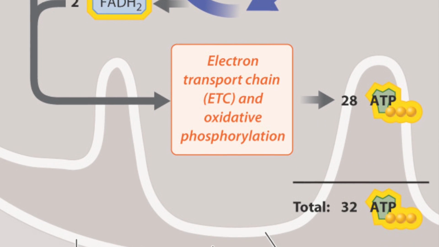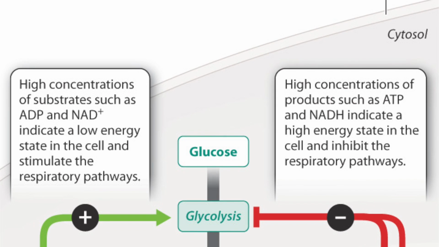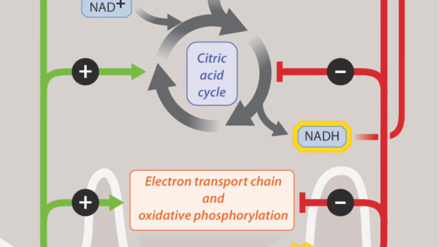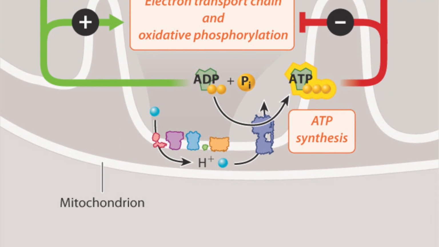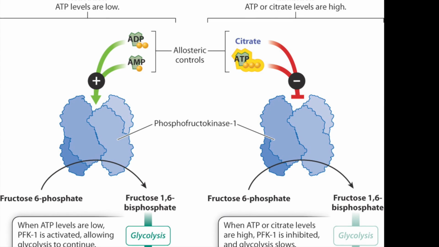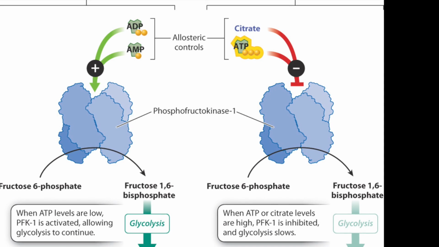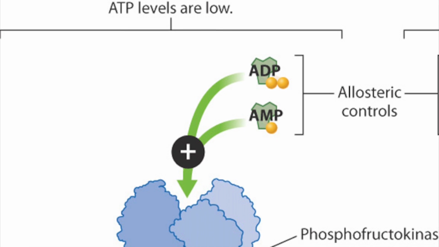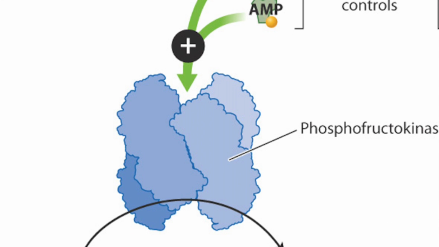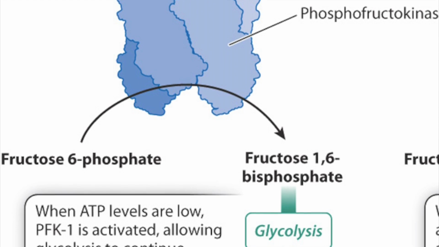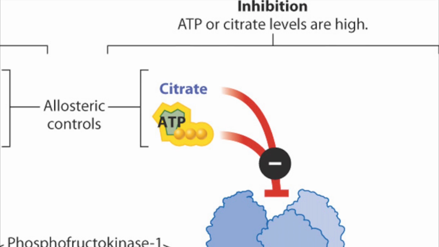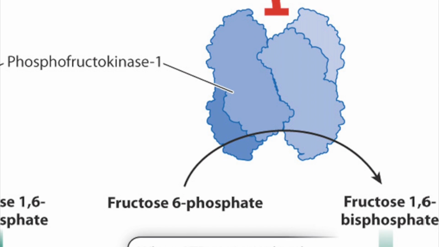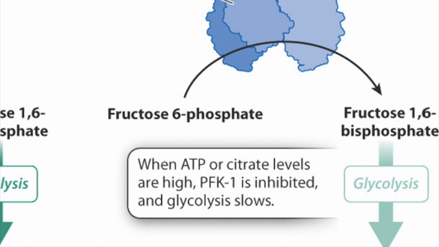By the end, 32 ATP molecules are produced. Cellular respiration is regulated by the molecules ATP, ADP, NAD+, and NADH. For example, in glycolysis, ATP either activates or inhibits the process. When ATP levels are low, glycolysis is activated by PFK1. When ATP levels are high, the same enzyme PFK1 inhibits or slows down glycolysis.